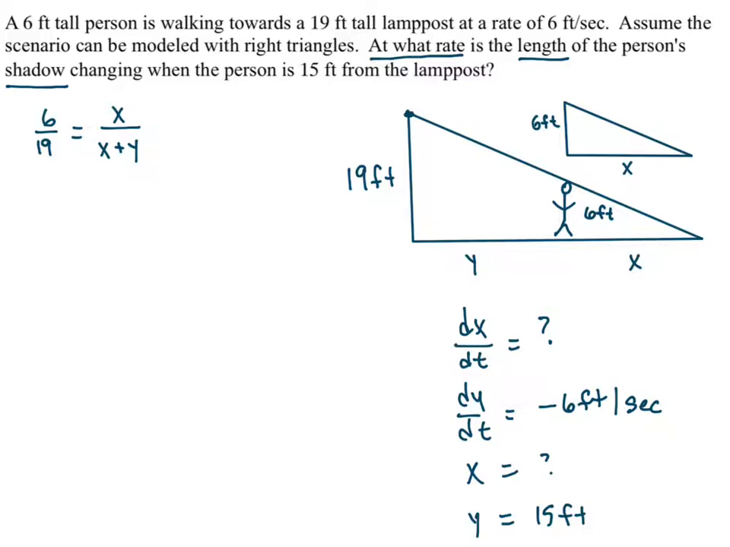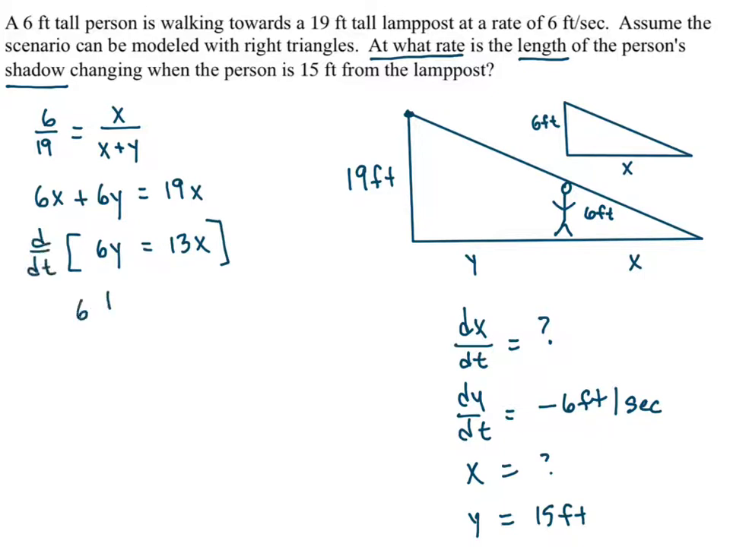So I'm going to go ahead and cross multiply those two and get 6x plus 6y equals 19x. And that is much easier to deal with in the derivative world. So I'm going to clean that up a little bit further, maybe get some like terms together. So I'm going to go ahead and say 6y equals 13x by subtracting 6x on both sides. And now I can derive both sides.